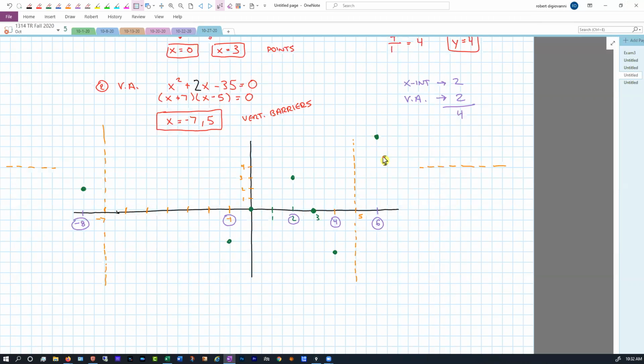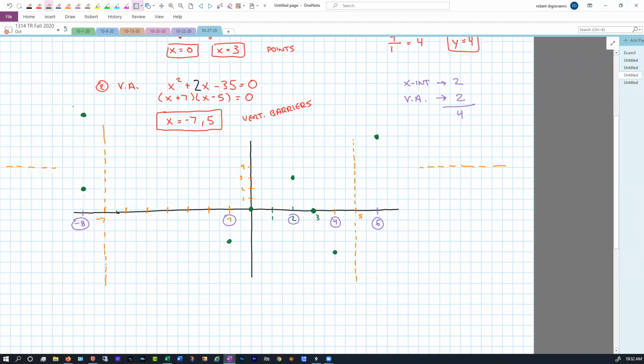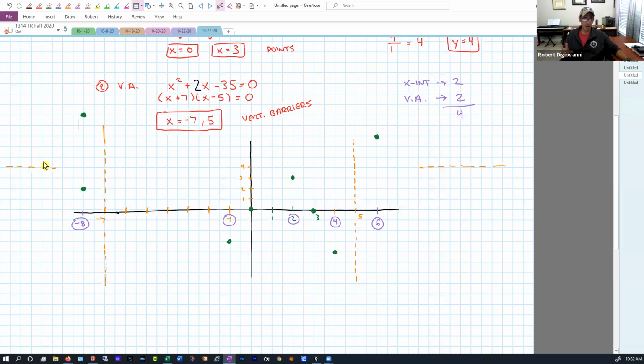Wait, sir. So I know when you first plotted the -8 point, you said you could go as high as you want. What's the point of the horizontal line across it if you can't pass it? Well, okay, I'm glad you asked that question.